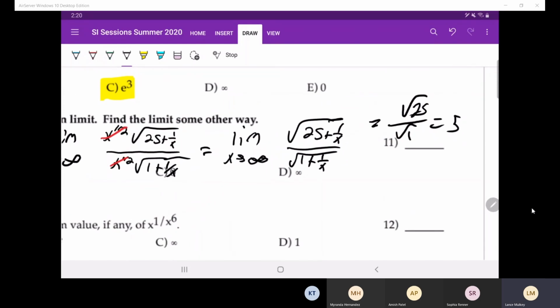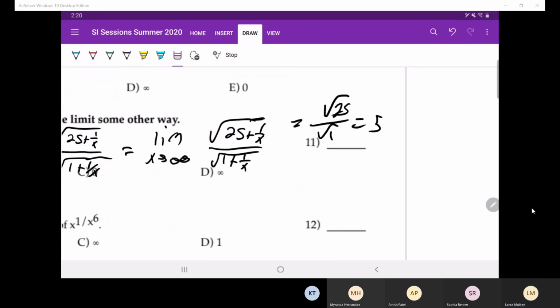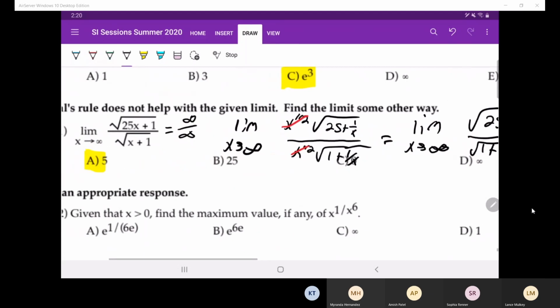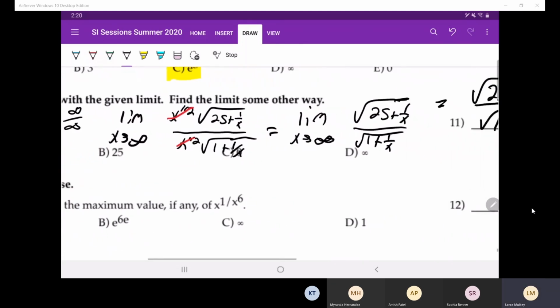Oh, with these, when I plugged them in, yeah, when you plug in infinity in the denominator, it becomes 0. So that equals. Does that make sense now?